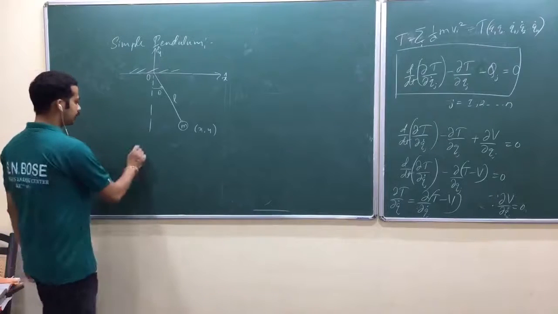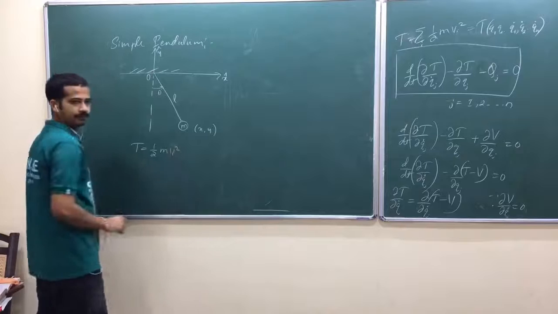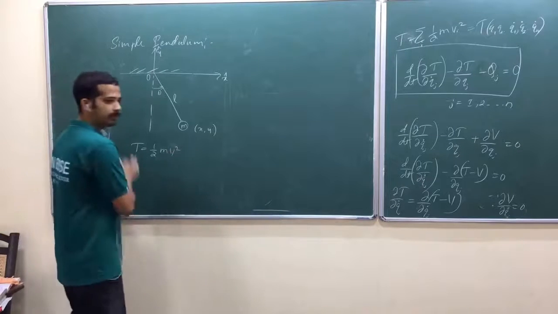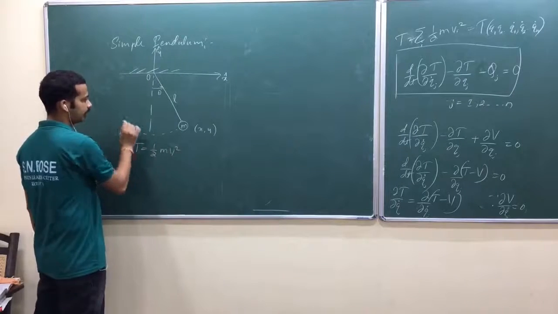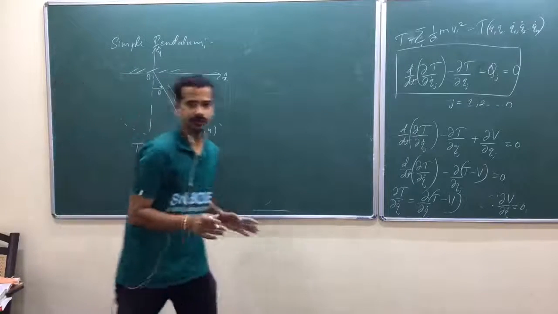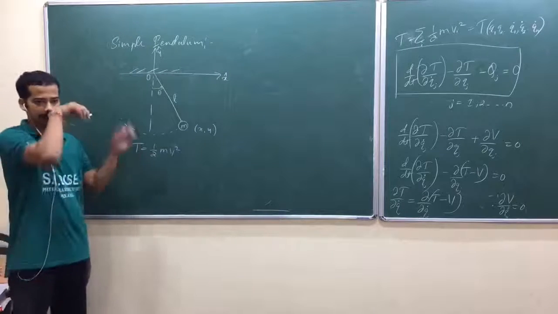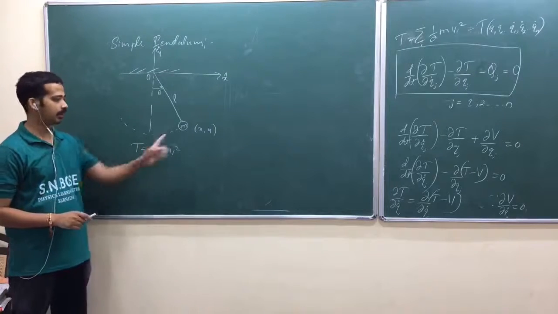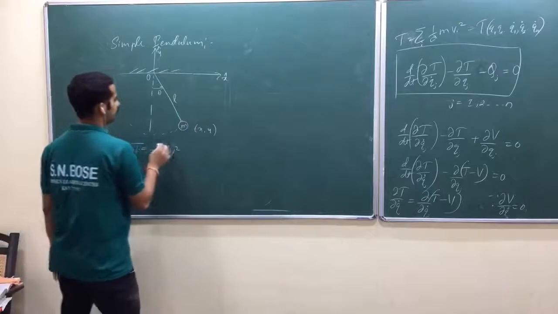Now, how do you write kinetic energy? Half mv square. In Cartesian coordinates, this is a planar motion, am I right? So, one mass which is moving in a plane. What you think at first extent, there are 2 degrees of freedom because it is moving in a plane. But they are related. Am I right? How are they related?